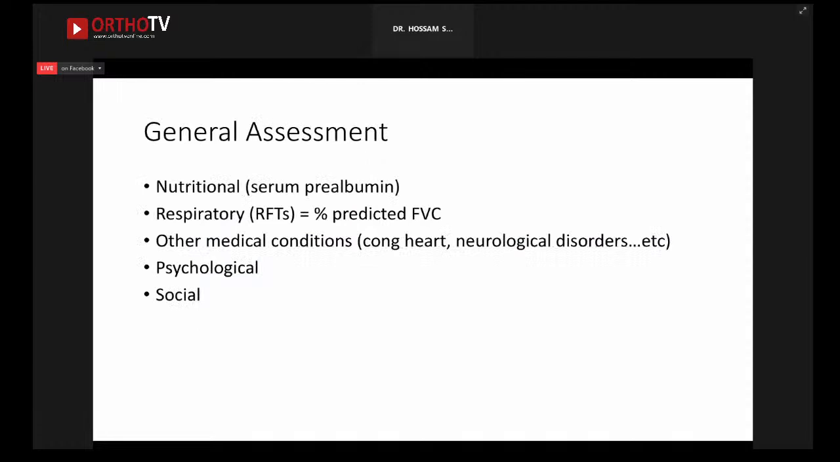It's very important in these patients to do a very good general assessment. These patients are commonly nutritionally compromised. They commonly have a respiratory affection. They may have other congenital anomalies or neurological disorders. They are also affected psychologically and socially because of the severe deformity.